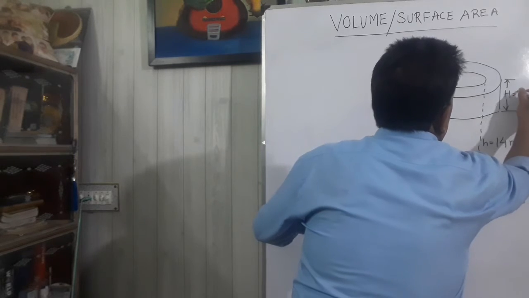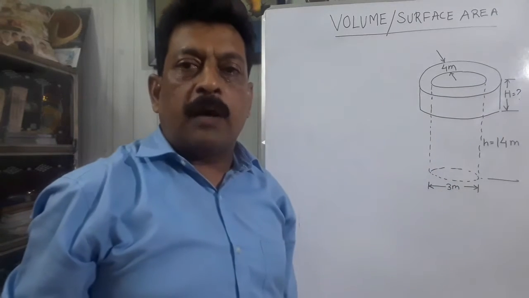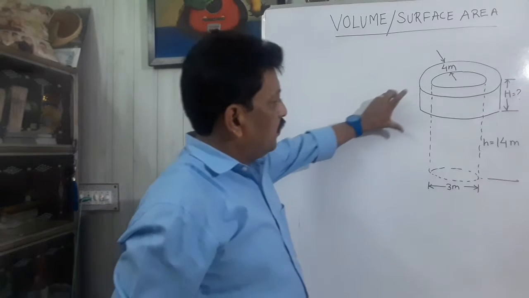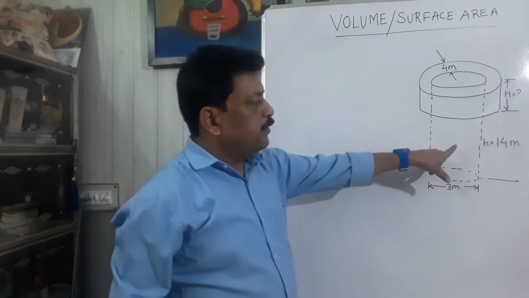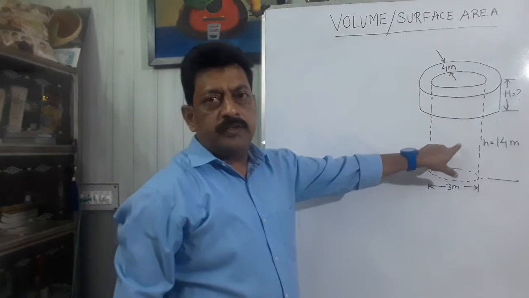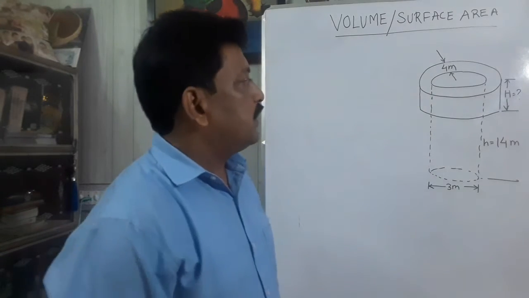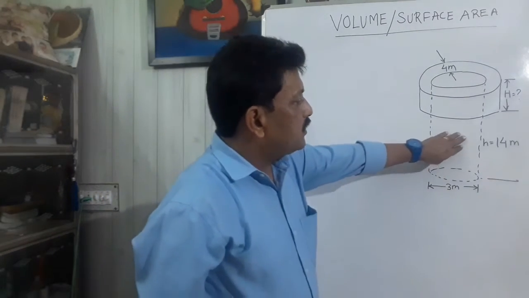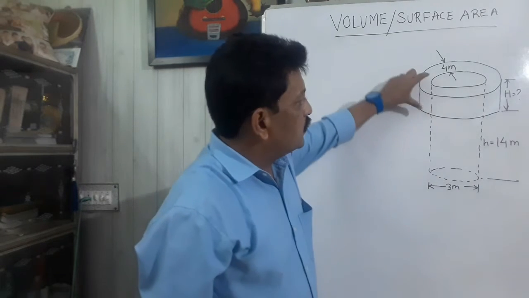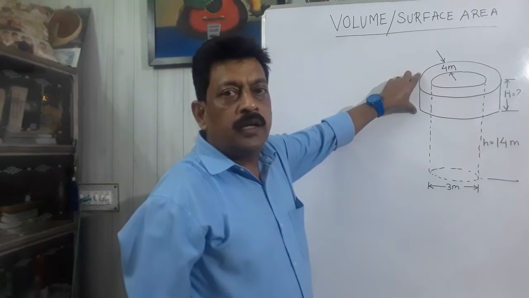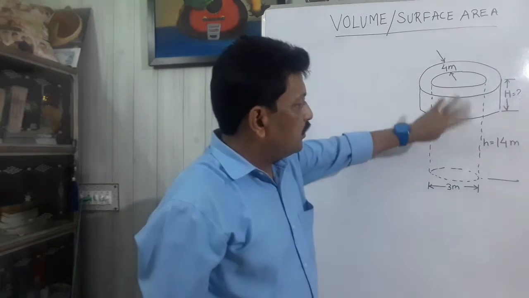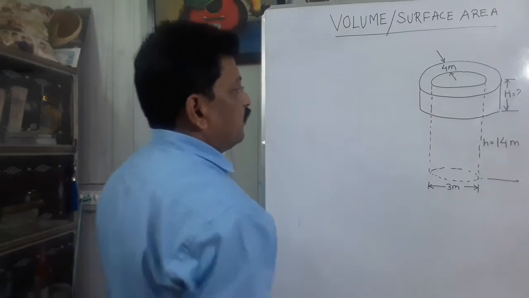So I am taking the height of the embankment as capital H. Here the shape of the well is a solid cylinder, but the shape of the embankment is a hollow cylinder. So volume of earth taken out from the well is equal to volume of earth in the embankment. Step by step, we have to find the volumes.